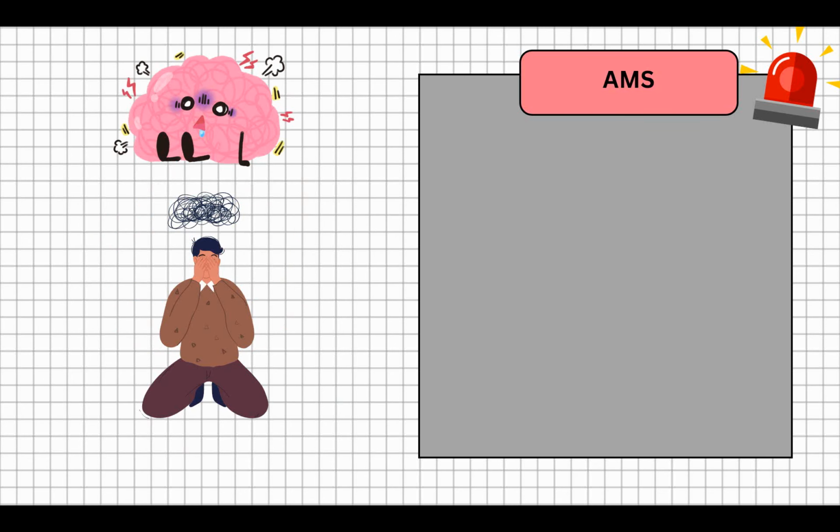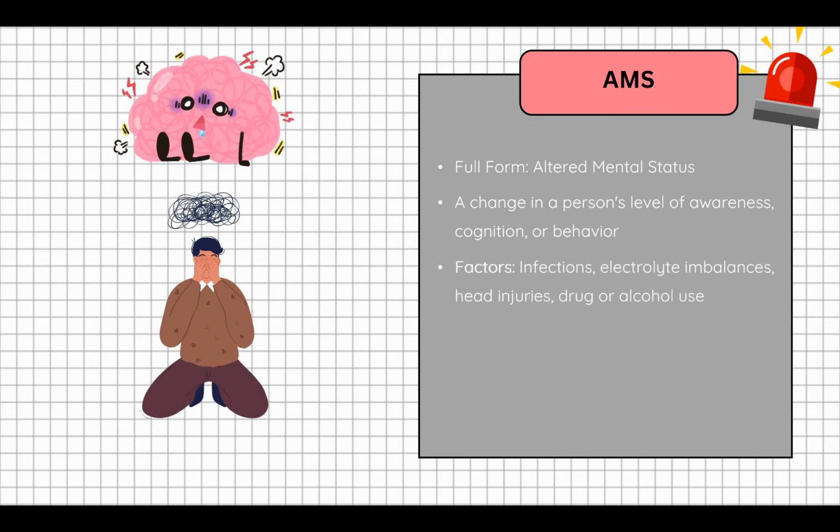AMS, altered mental status, is a change in a person's level of awareness, cognition, or behavior. And usually this happens because of infections, electrolyte imbalances, head injuries, drug or alcohol use, and it needs immediate medical attention.